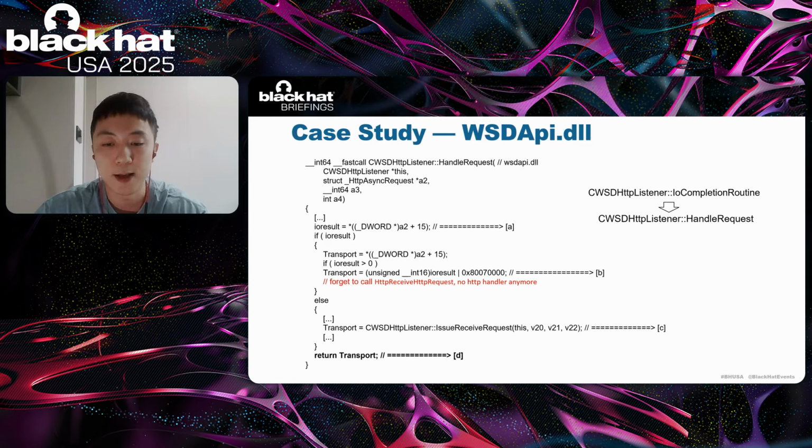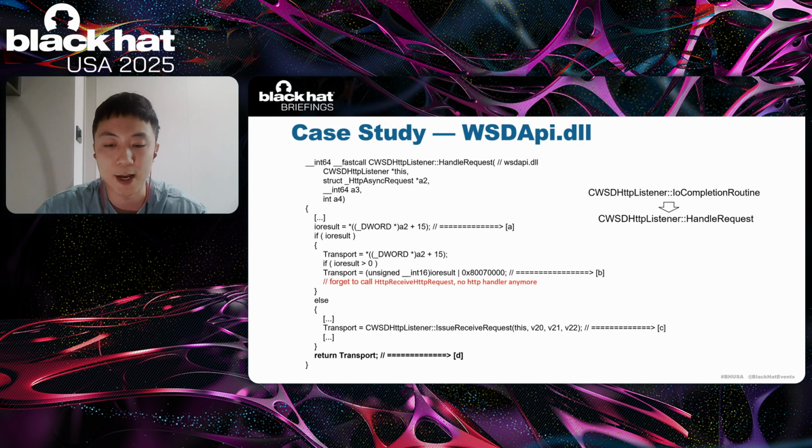In this service, IO result is the return value of the HttpReceiveHttpRequest function. When it is 0, it means the HTTP request was received successfully. The service processes the request normally and finally calls the issue receive request function. Inside this function, the StartThreadpoolIo function is called to create a new thread in the thread pool, which then calls the receive function to wait for new requests.